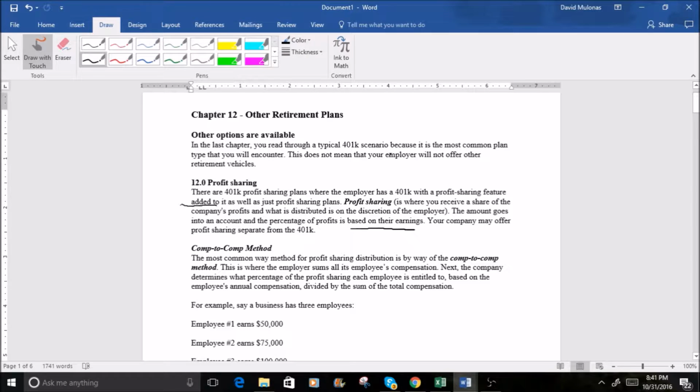Now also, your company may offer profit sharing separate from the 401k. So up here we said they may have an element added to the 401k. Down here we're saying it might just be a separate piece. In some cases they may not have a 401k at all.